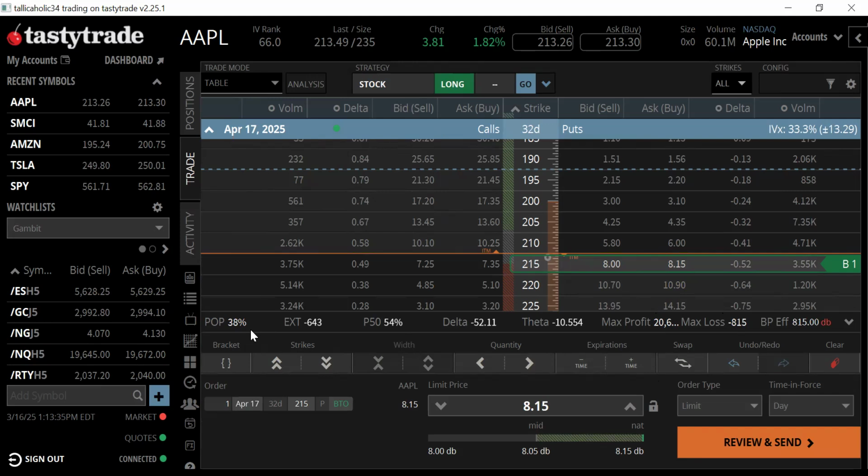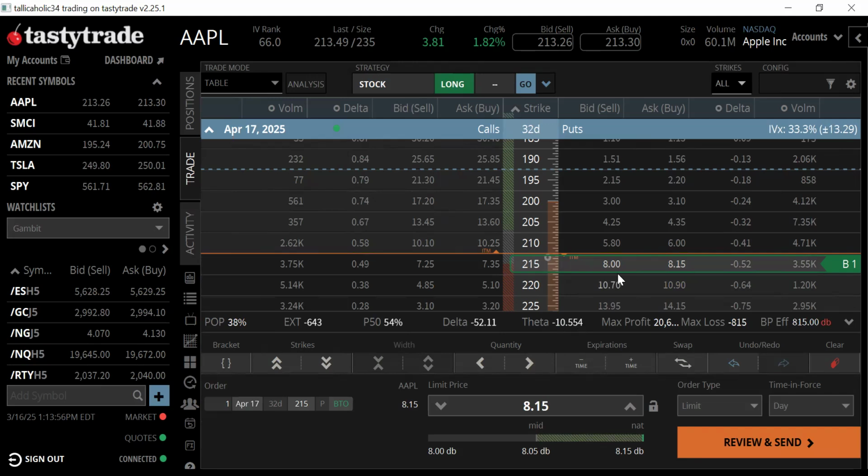You can see our probability of profit is at 38. Our delta is at minus 52. That is because we are going down, right? We want the stock to decrease in value, so delta is therefore going to be negative on the put side. So, with all things being equal, we are going to gain $52 for every dollar the stock price moves down.